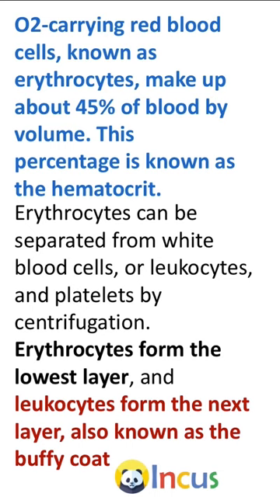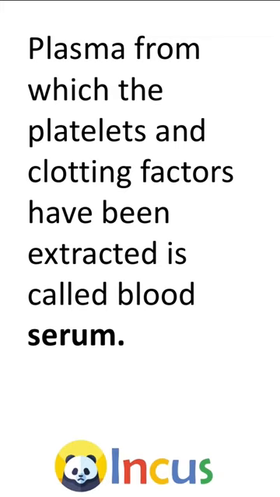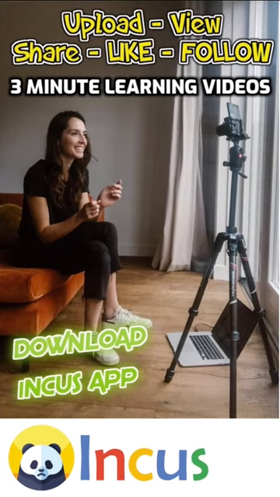If you look at the erythrocytes, whenever you do the separation, they are typically on the lower layer. And what is serum? The plasma where the platelets and clotting factors are removed is called serum.